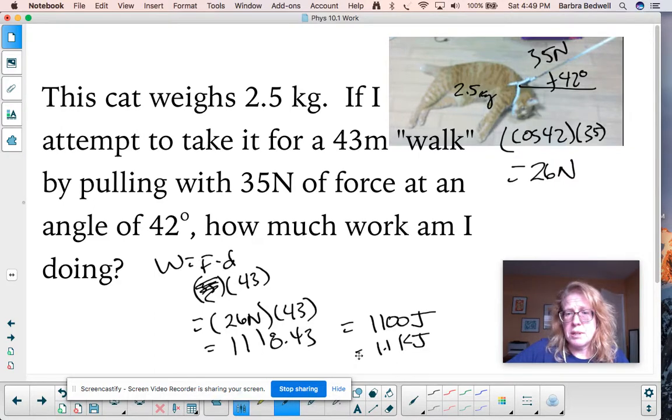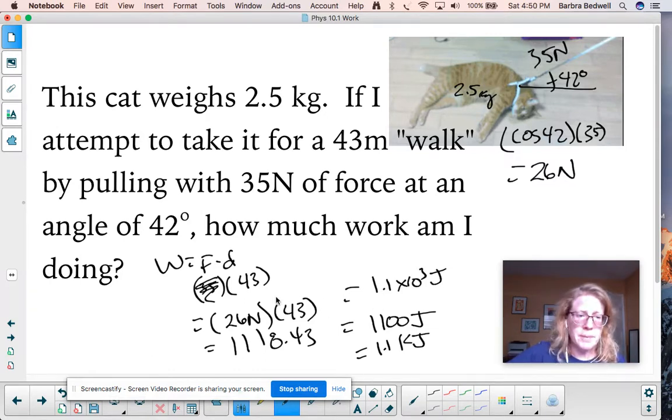A lot of times you'll see them reported in kilojoules as well. Remember that a kilojoule is simply 1,000 joules. So you'll see some of those go back and forth sometimes in the book. A joule is not necessarily a ton of energy, so kilojoules is commonly done. Or you could write 1.1 times 10 to the third joules. Any of those work. Or you can call it Newton meters. Again, same thing. Newton meters, joules, those are completely equivalent amounts.